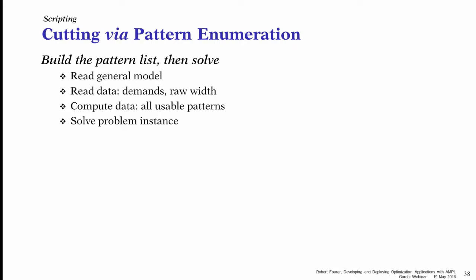A pattern makes sense if the amount of waste in the pattern is smaller than the smallest ordered width, so there's nothing you can do with that waste. You might want to use that pattern. So I'm just going to read as data here the demands and the raw width, and I'm going to compute the patterns and then solve.